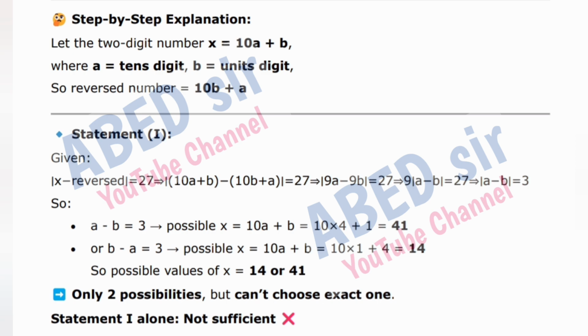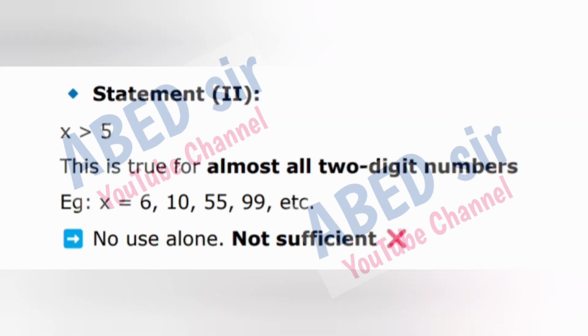Only two possibilities, but can't choose the exact one. Statement 1 alone is not sufficient. Statement 2: x is greater than 5. This is true for almost all two-digit numbers, for example x is equal to 6, 10, 55, 99, etc. No use alone. Not sufficient.